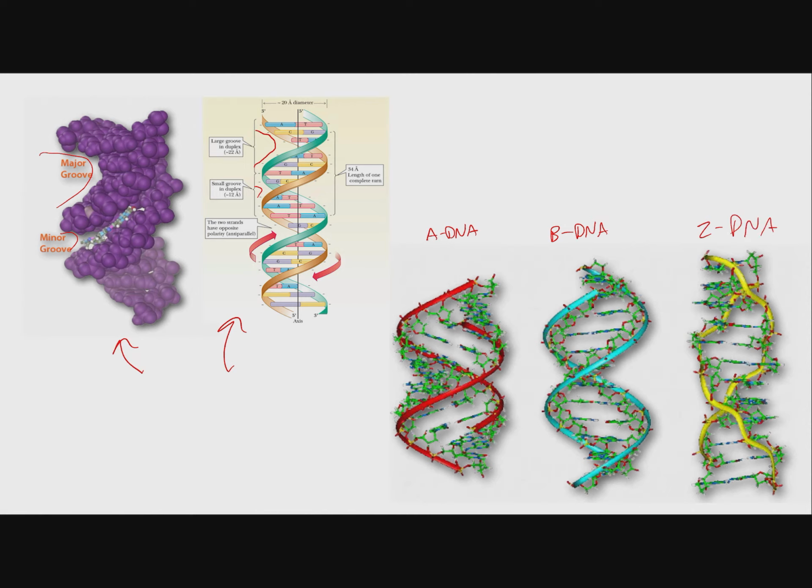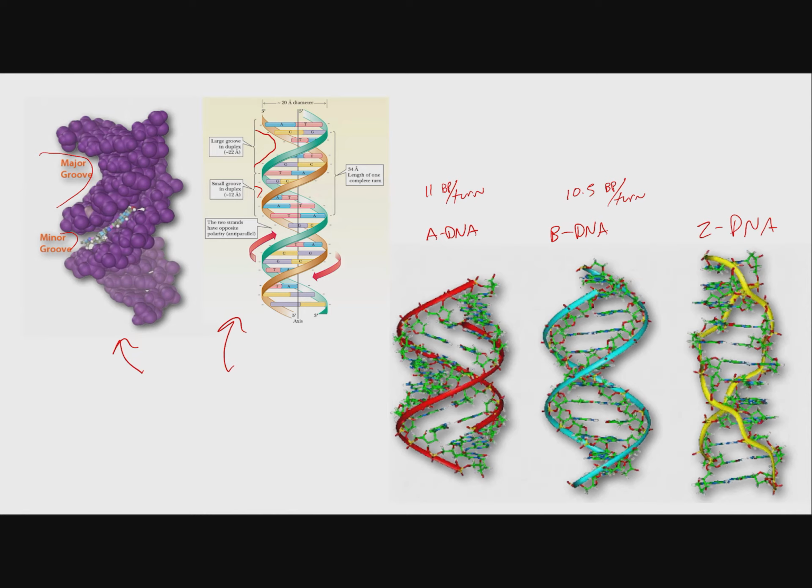B DNA is considered to be the normal physiological DNA. It's a right-handed helix with 10.5 base pairs per turn. We have A DNA, which is also right-handed, but it's a little thicker in terms of the distance in between. There's 11 base pairs per turn on this one. And then we've got the Z DNA. This one is different. It's left-handed, so it turns the other way.